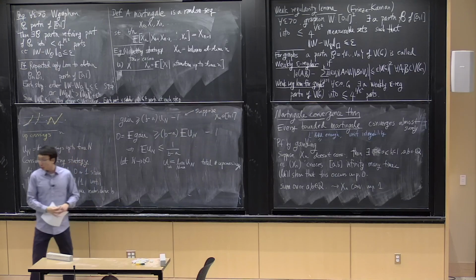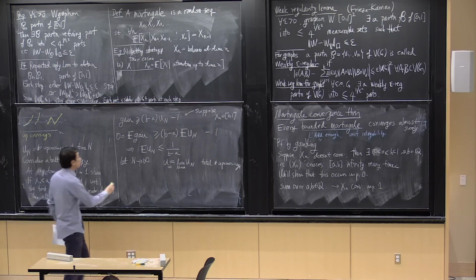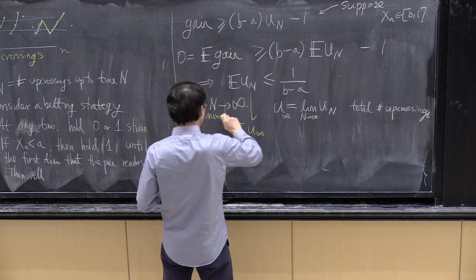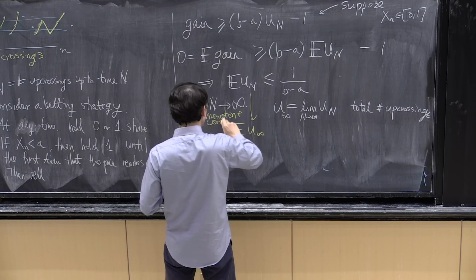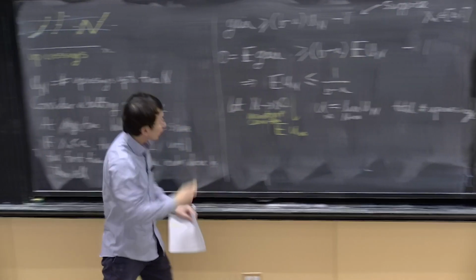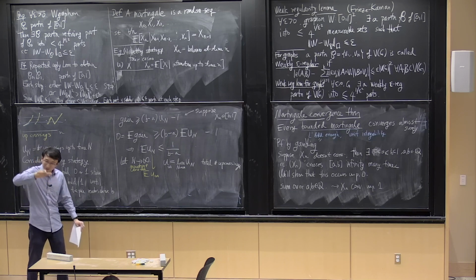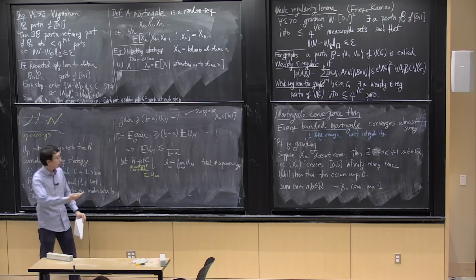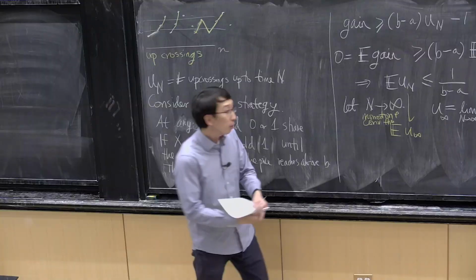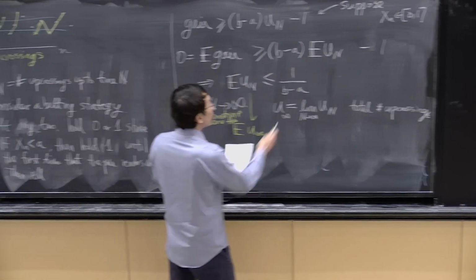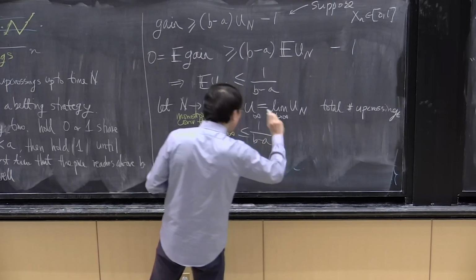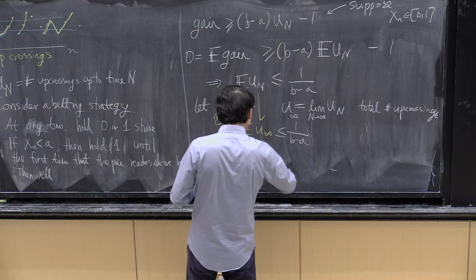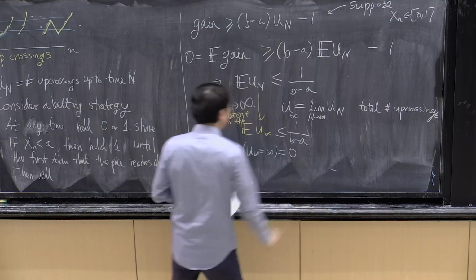By the monotone convergence theorem, the limit of these U sub n's, which can never go down, is always weakly increasing, converges to the expectation of the total number of upcrossings. So in particular, you know that the expected total number of upcrossings is at most some finite number. So in particular, the probability that you have infinitely many crossings is 0.